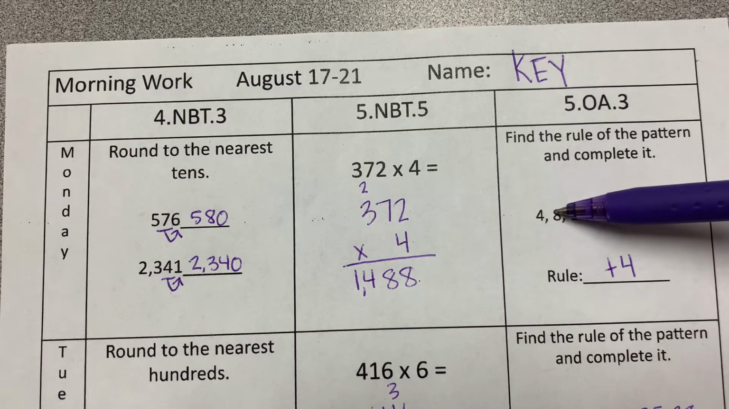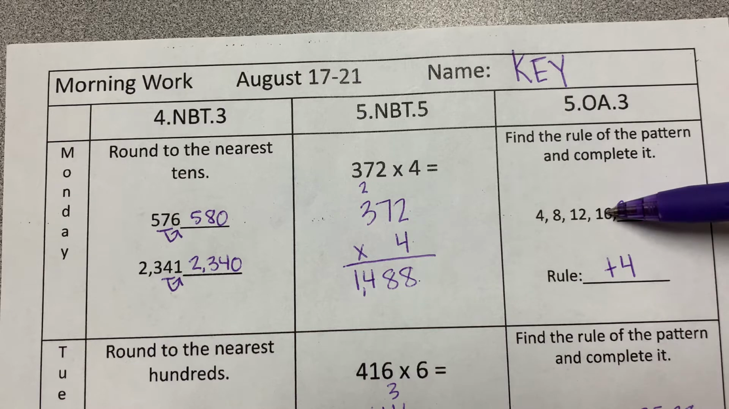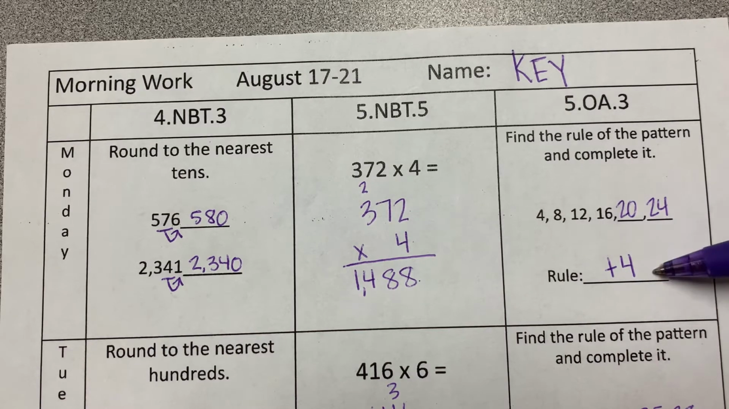So to get from 4 to 8, I add 4. 8 to 12, I add 4. 12 to 16, I add 4. So that's what my rule is going to be, okay?